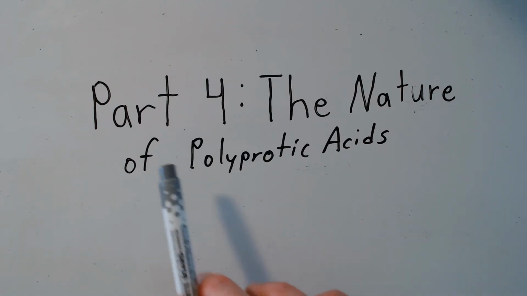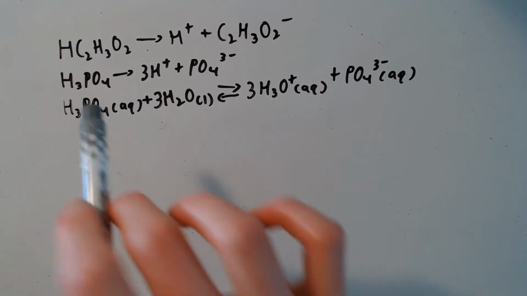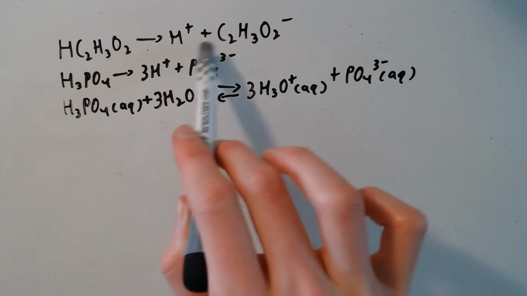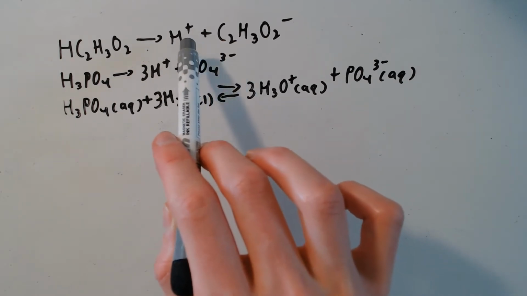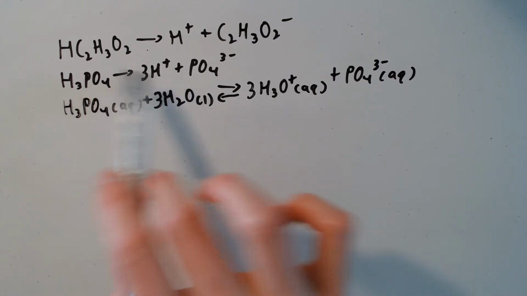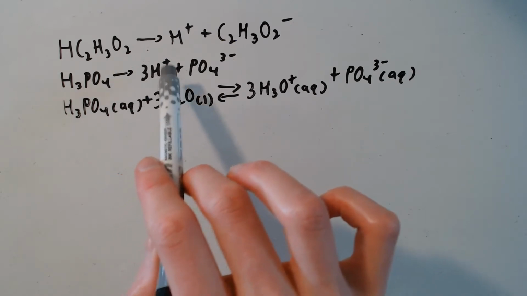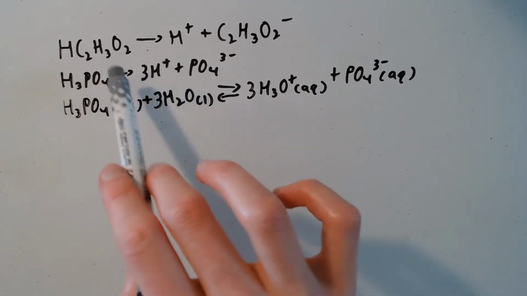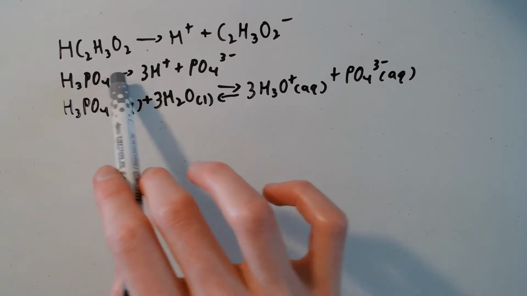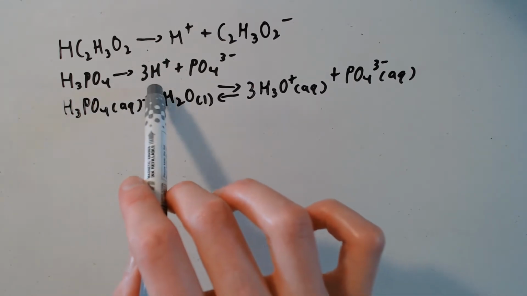Part 4. The nature of polyprotic acids. Not all acids, like this acetic acid, dissociate by forming only a single H plus ion. Some can release several H plus ions, like this phosphoric acid that releases a whole 3 H plus ions, and these can have multiple dissociations. Acids that can release more than one H plus for each acid molecule are known as polyprotic acids.